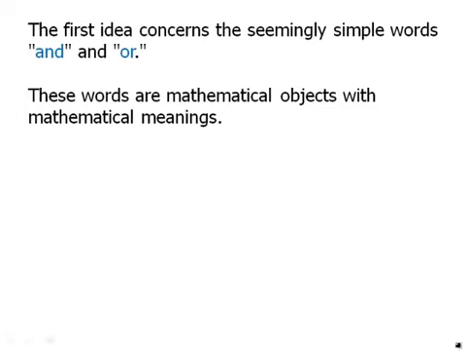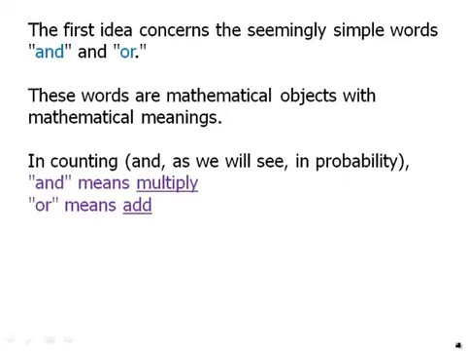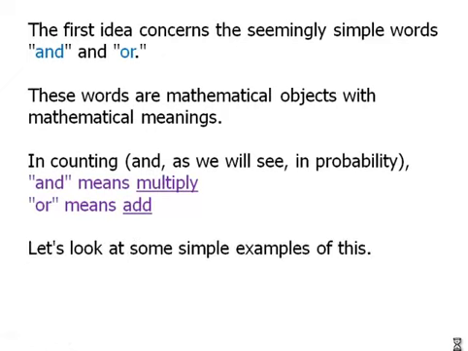The first concerns the seemingly simple words and and or. Those look like words from ordinary conversation, but in fact, they are mathematical objects with mathematical meaning. In counting, and as we will see in probability, and means multiply and or means add. That's a really big idea right there. So let's think about this a little bit.